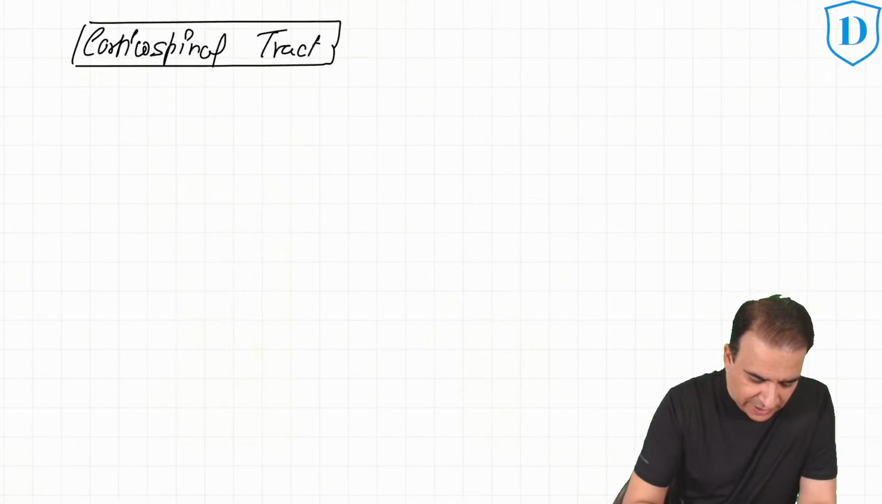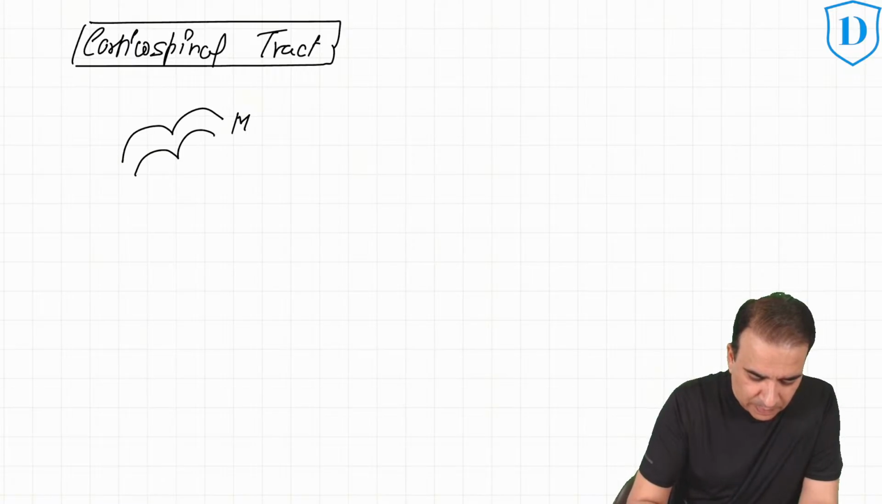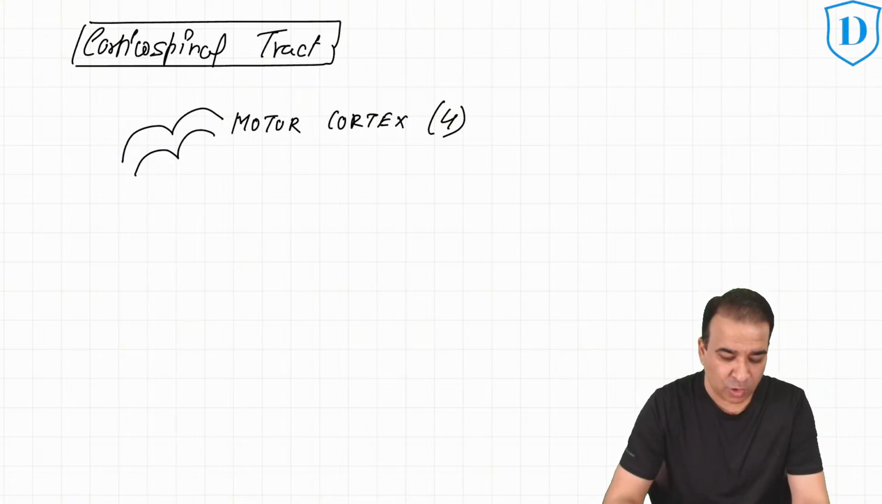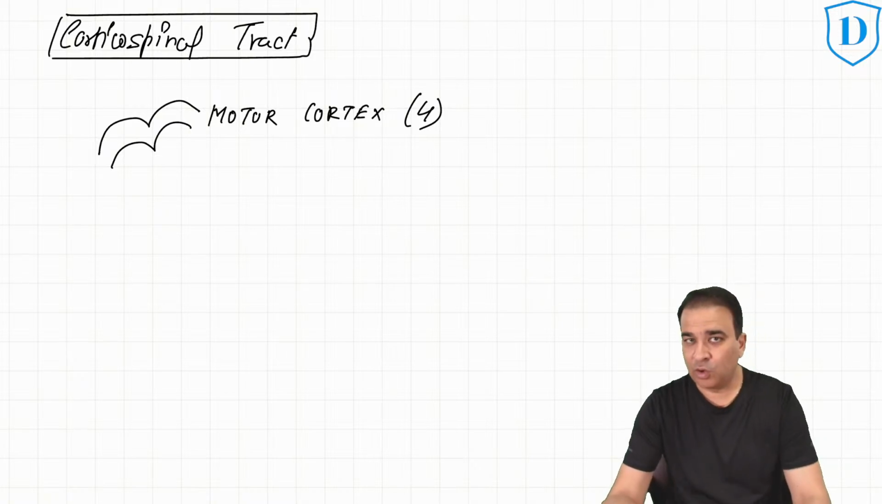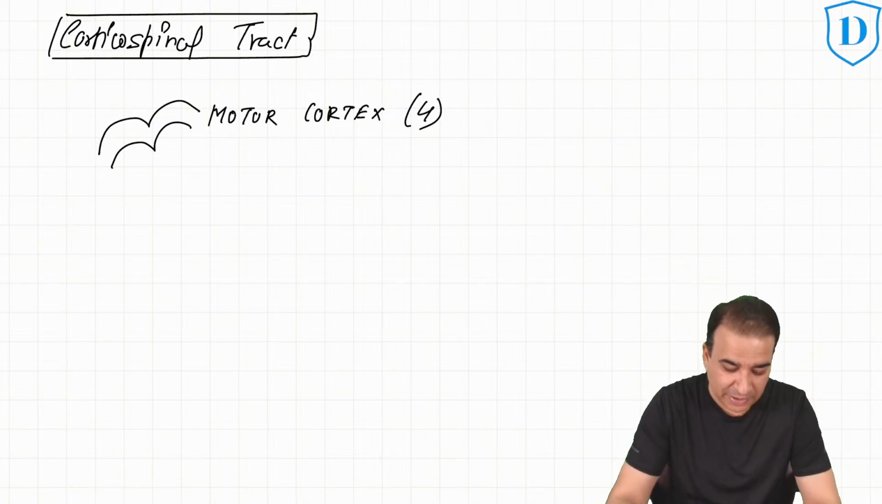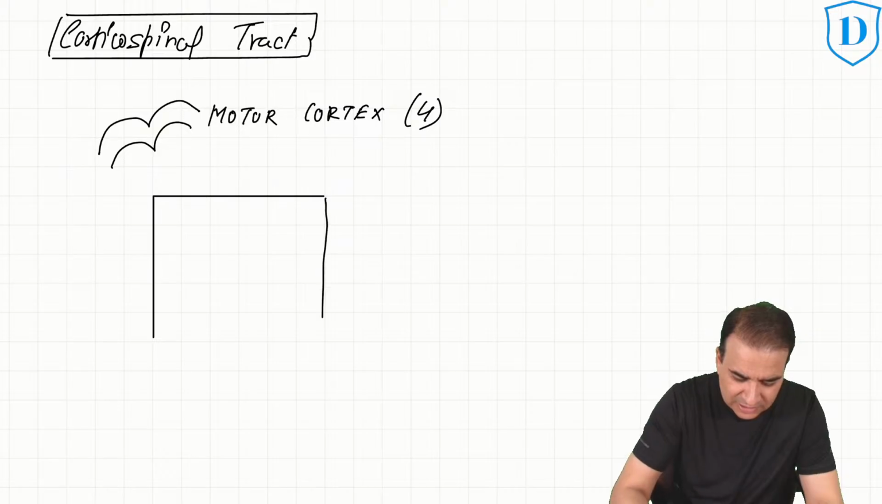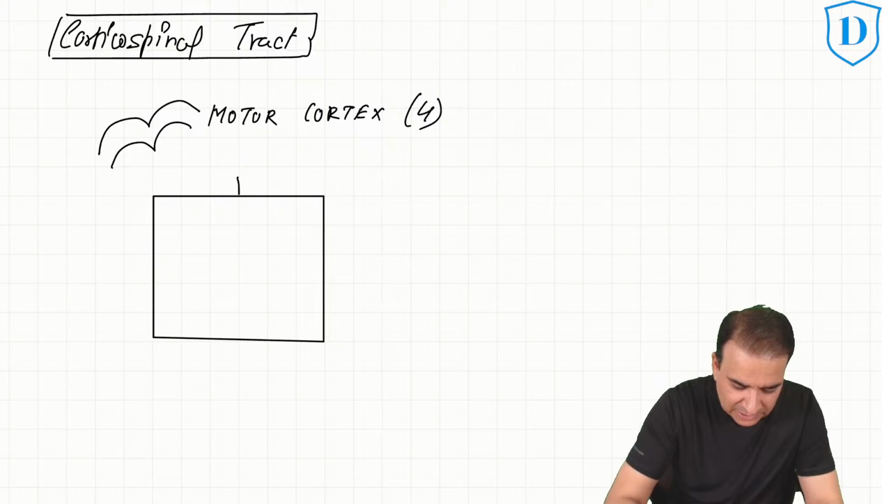The corticospinal tract is basically going to start from the motor cortex, and the motor cortex is area number 4 in the brain. In the precentral gyrus, there is area number 4. This is where the motor cortex is present, and from the motor cortex, the pyramidal tract or corticospinal tract will begin. Let's assume that this box here is representing the brainstem, and this is the midline of the brainstem.